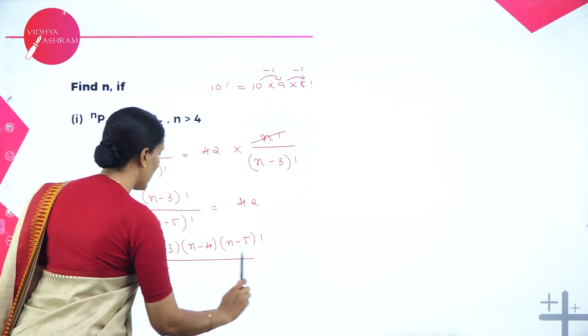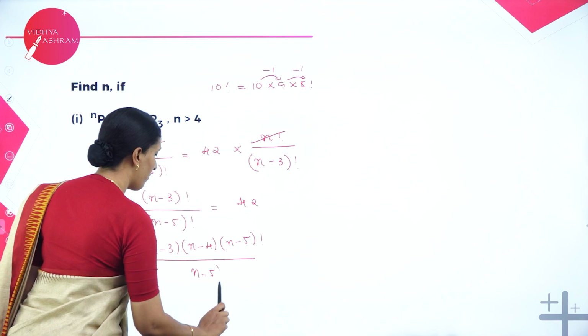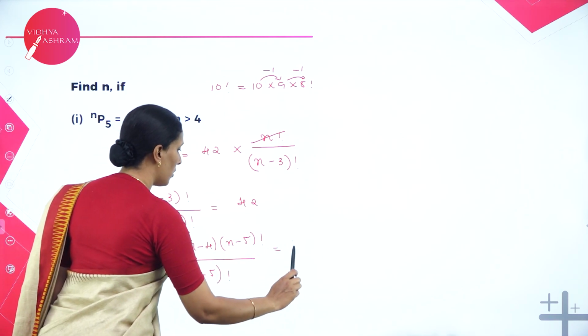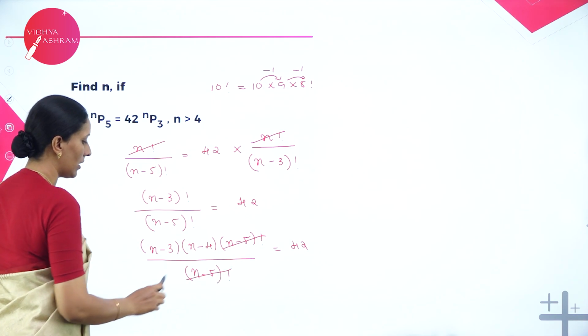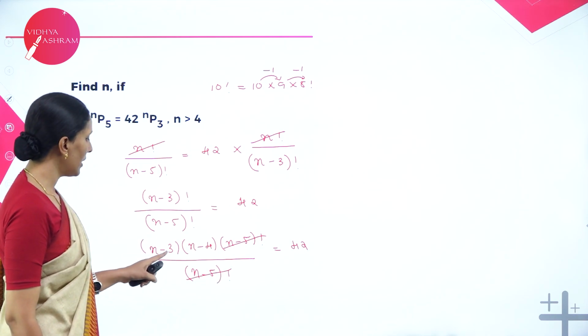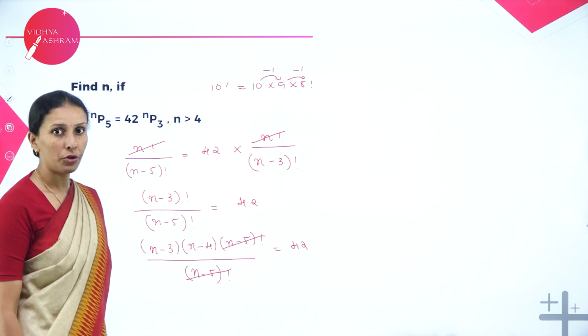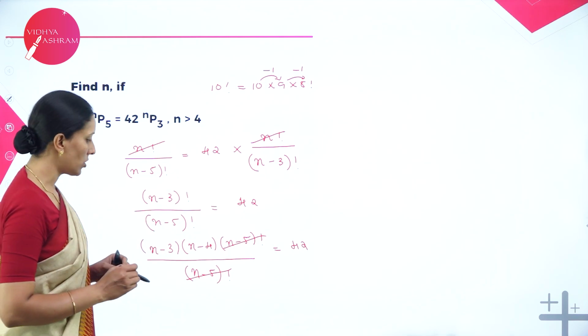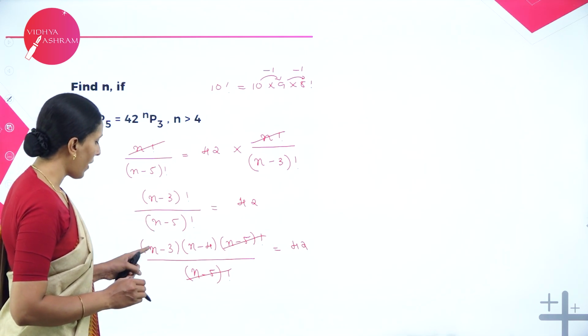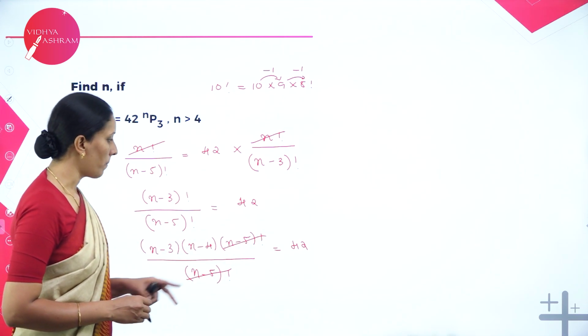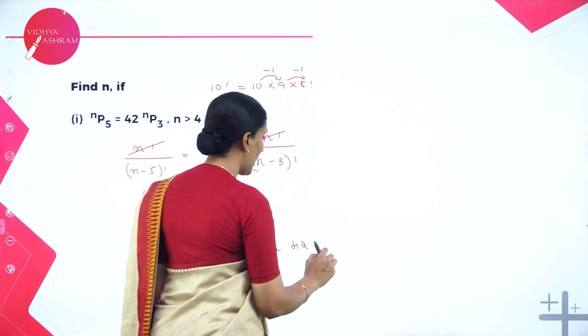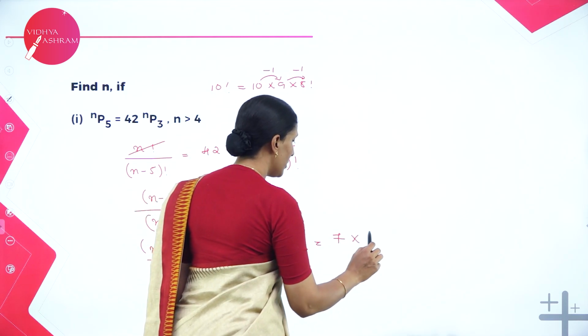So the denominator here is (n minus 5) factorial, which is equal to 42. Now I can cancel (n minus 5) factorial here. So we have (n minus 3)(n minus 4) is equal to 42. By inspection, we need to find the value of n. 42 can be written as 7 into 6.